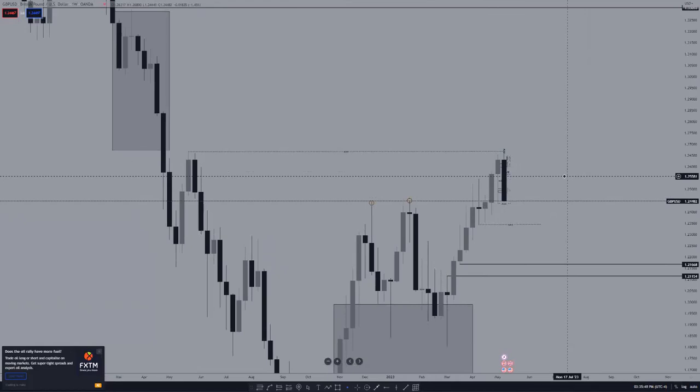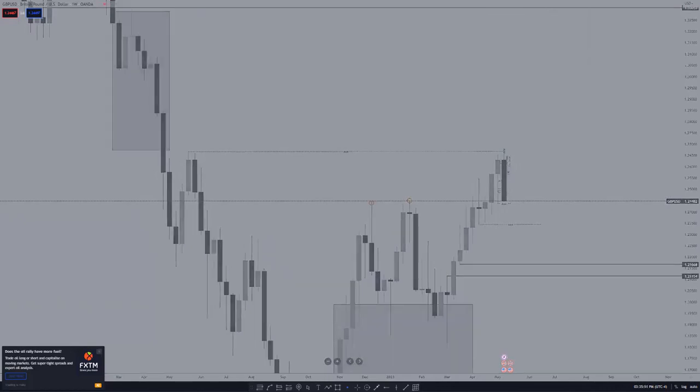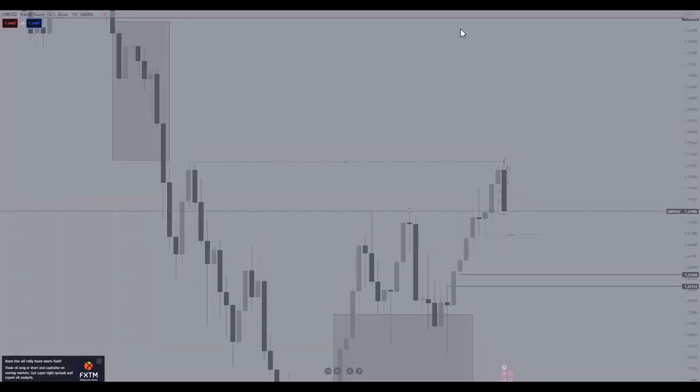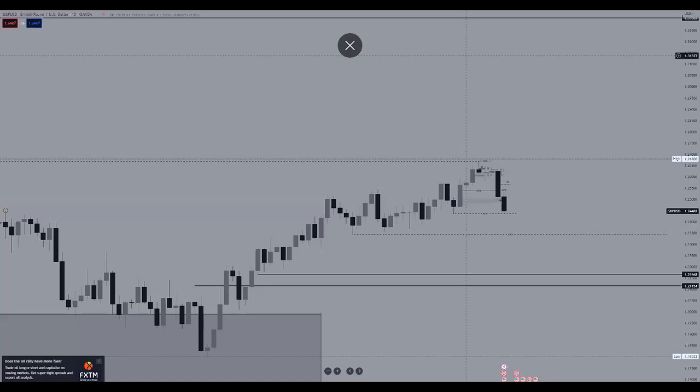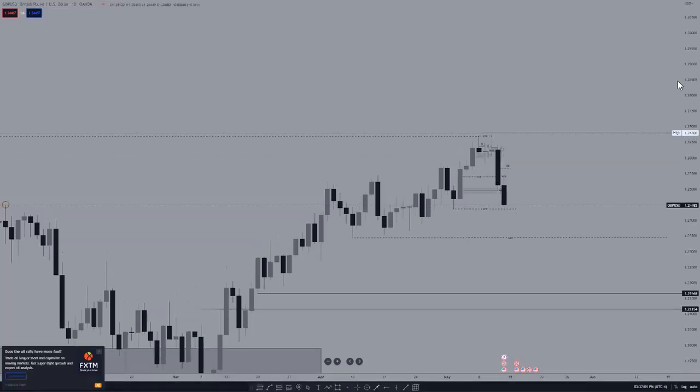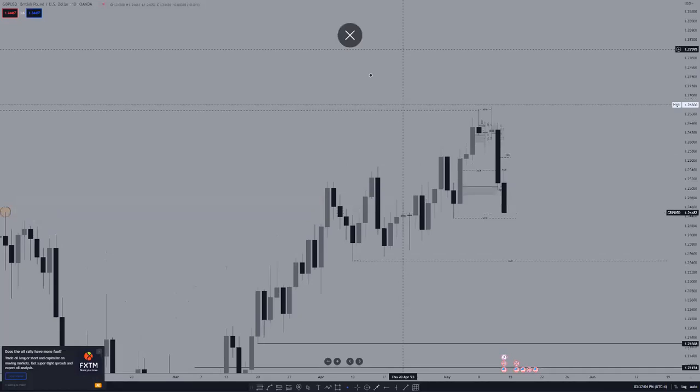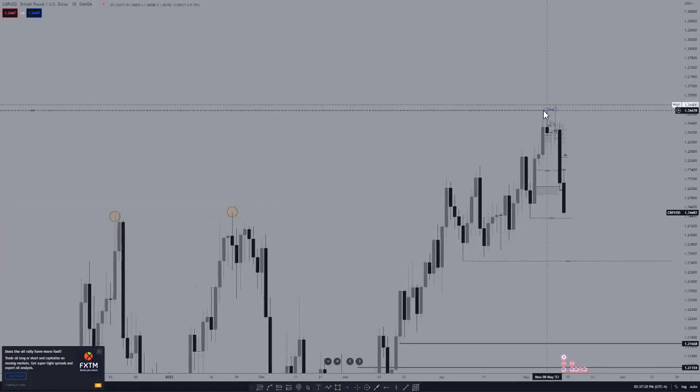So now let's scroll down to my daily time frame so you can see. Okay, now here's the GU, the GBPUSD, as you can see. So this GU took out this high, and then started selling downward.